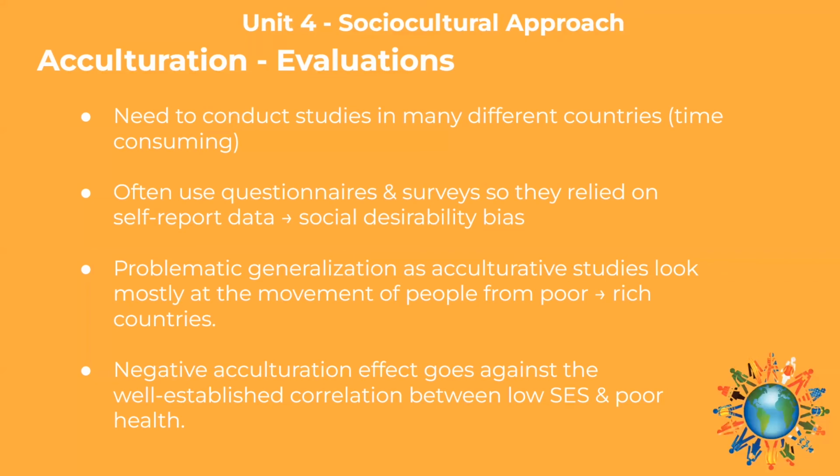And the negative acculturation effects go against the well-established correlation between low socioeconomic status and poor health. There is a high correlation between low social status and poor health because people tend to assume that those in the low economic class wouldn't have access to healthy food. So they have poor health. However, people in high socioeconomic classes usually eat a lot of fast food, so it also correlates with poor health. However, this is not the case here, because the low socioeconomic class could also have healthy traditional food, and that goes against the well-established correlation between low socioeconomic status and poor health.